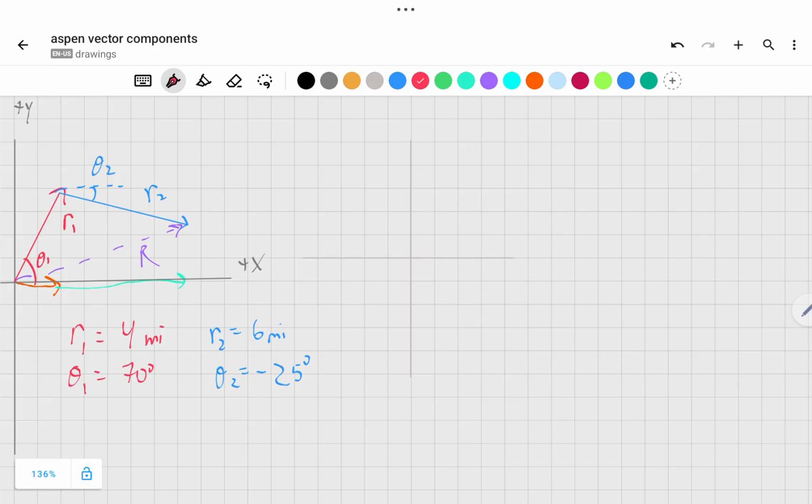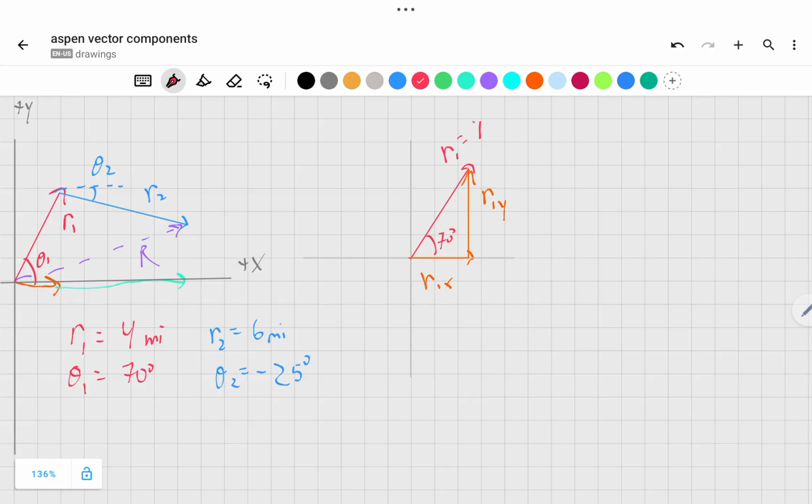So R1, which is doing something like this. I've got R1 equal to 4, and this is 70 degrees. What I'm going to do is take this and split it into an x component, R1x, and a y component, R1y. And I want to find out how big these are.